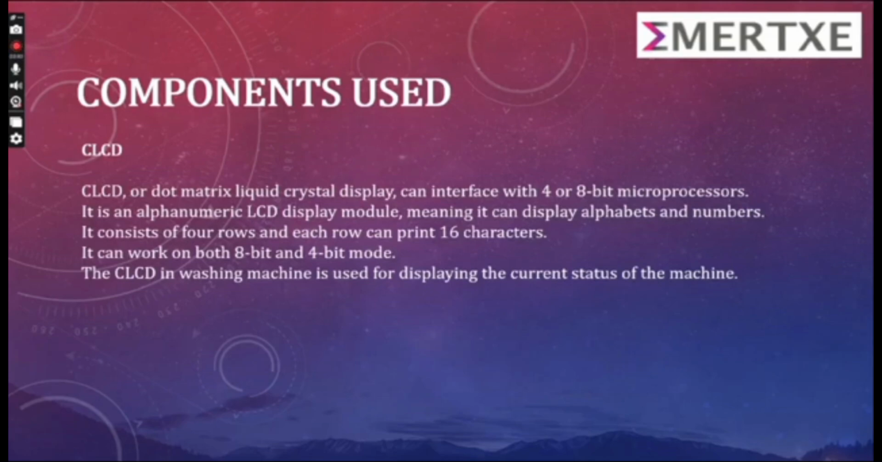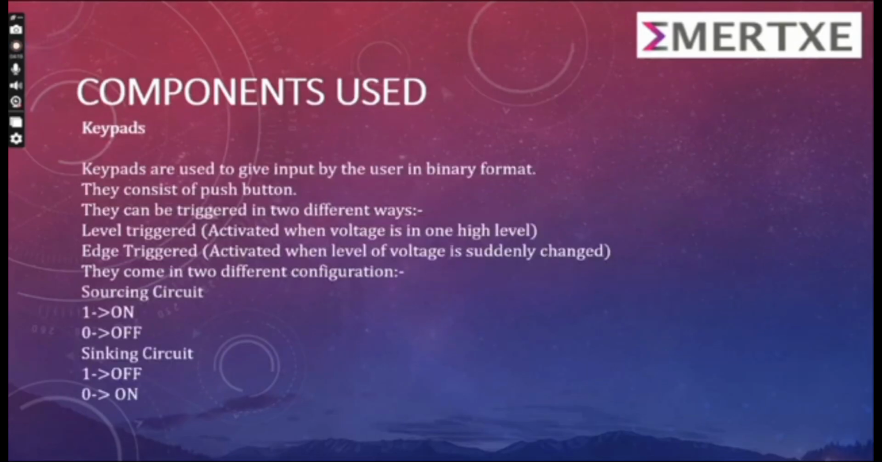Next component is CLCD, which is a dot matrix liquid crystal display, and it can interface with 4 or 8-bit microprocessors. It is an alphanumeric LCD display module, that means it can display alphabets and numbers. It consists of 4 rows, and each row can print 16 characters. It works on both 8-bit and 4-bit mode. Then the CLCD in the washing machine that we have designed is used for displaying the current status of the machine.